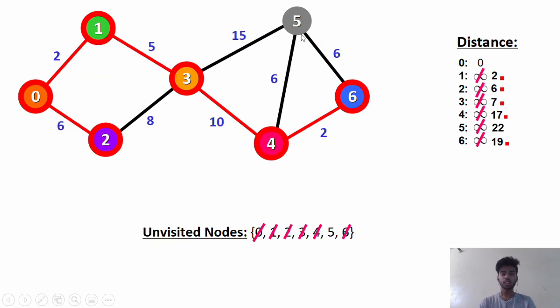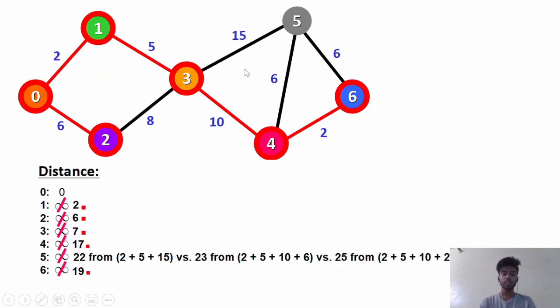So now we have three possible paths to reach node 5. Either we can go 0, 1, 3, 5, or 0, 2, 3, 5, or 0, 1, 3, 4, 6, 5, and we will sum each of them. We will get 22, 23 and 25. So the smallest one is 22.